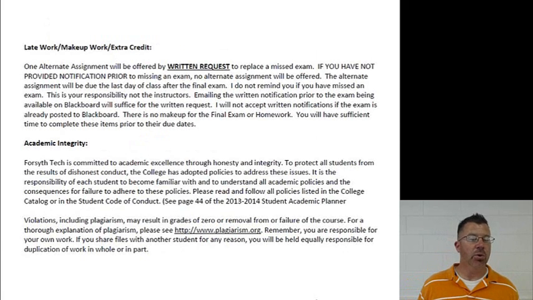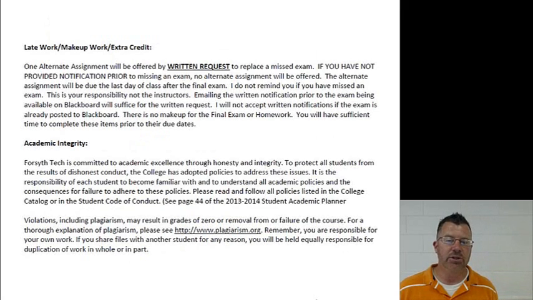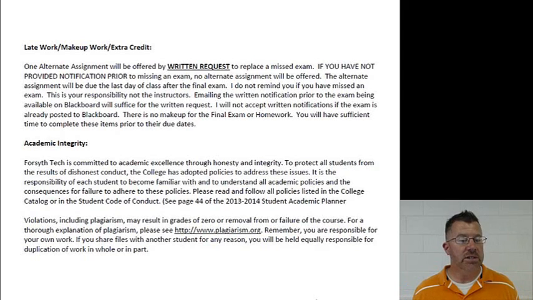Late work, makeup work, and extra credit. One alternate assignment will be offered by written request to replace a missed exam. If you have not provided notification prior to missing an exam, no alternate assignment will be offered. The alternate assignment will be due the last day of class after the final exams have been finished. I do not remind you if you have missed an exam. This is your responsibility, not mine.